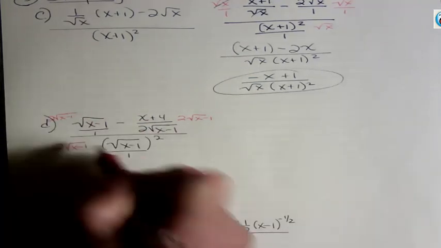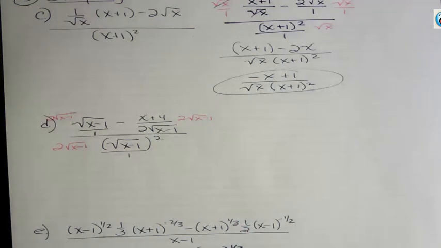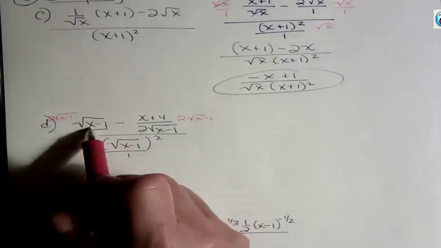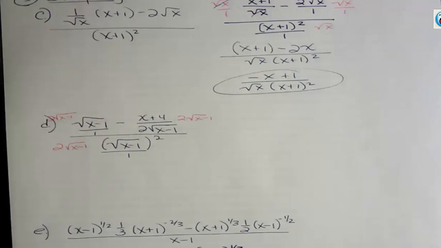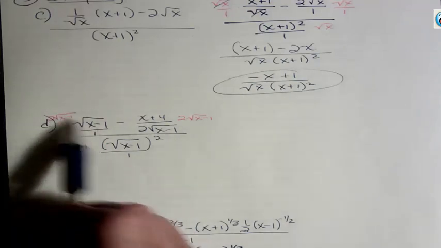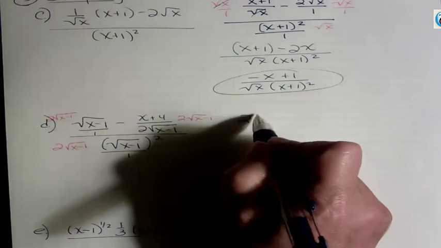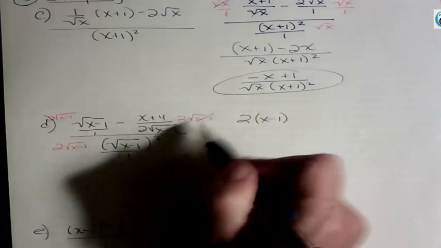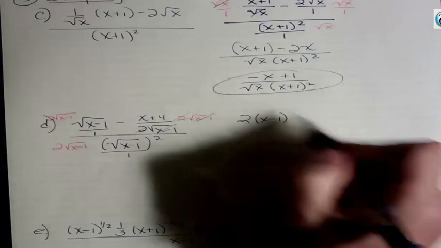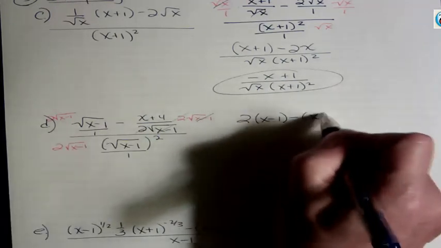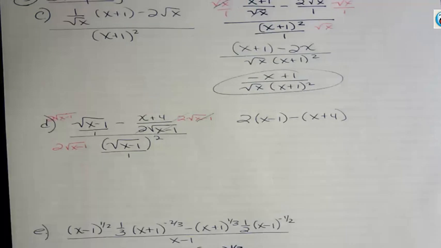Okay? And that means that on the top here, square root of x minus 1 times the square root of x minus 1, when you multiply a square root times itself, you get the radicand. So I have 2 times x minus 1. Over here, the x minus 1s and the 2's cancel. Notice I have a minus in front of that, so I'm going to have a minus. That negative is going to have to distribute through, okay?